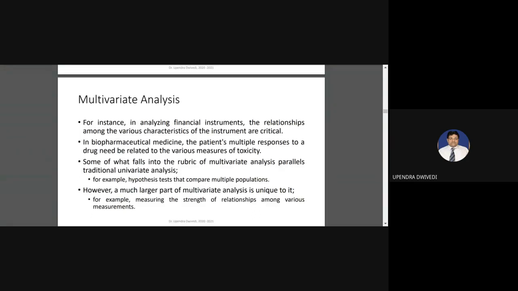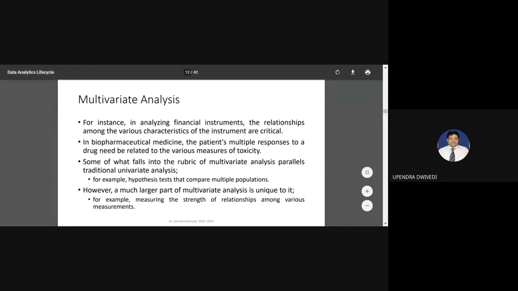Some of what falls into the rubrics of multivariate analysis is parallel to traditional univariate analysis. For example, hypothesis tests that compare multiple populations. Suppose you want to compare populations of different countries, different regions, or different localities. You have to find out some relationship between those population variables and the predictor and predicted variables.